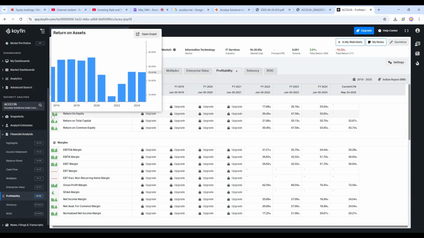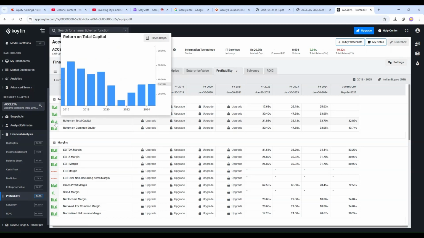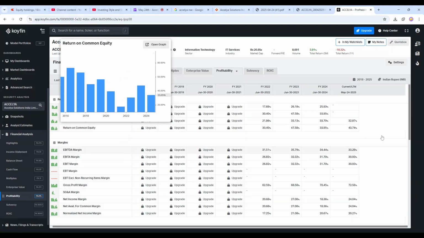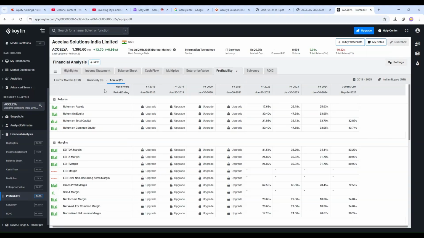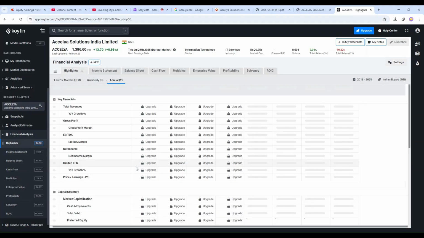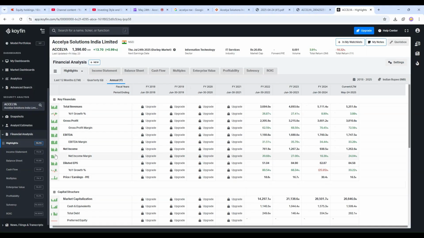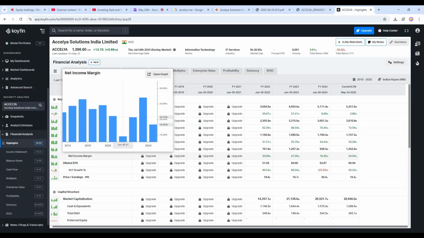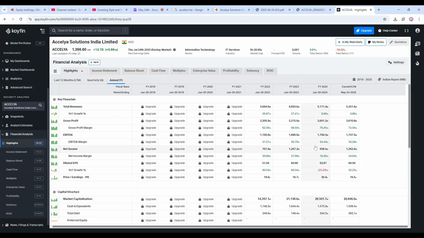Return on equity is high, return on total capital, return on common equity, everything is high. So that's the point. The net income margin is high as well. It's usually in this range of 24%. If you take 1.2 billion of 5.2, it will be in the range of 24%, which is high.